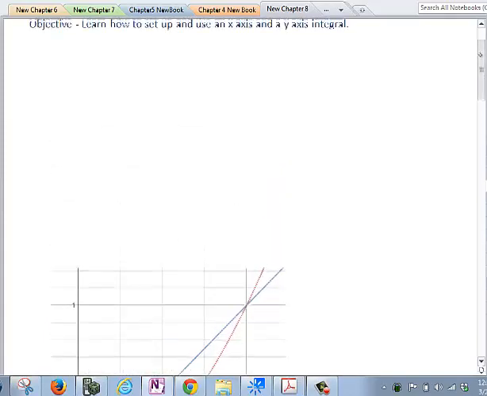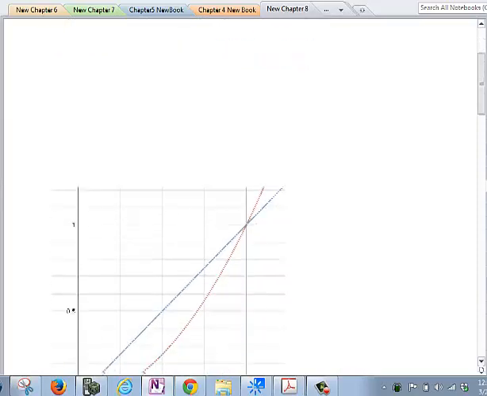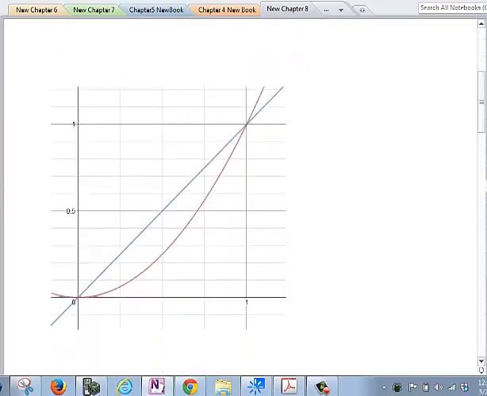Okay, AP Calculus folks, this is Mr. McAllen speaking, and today we're going to talk about a quick video on how to set up an x-axis or a y-axis integral. And what I have here is a set of functions that we know pretty well.